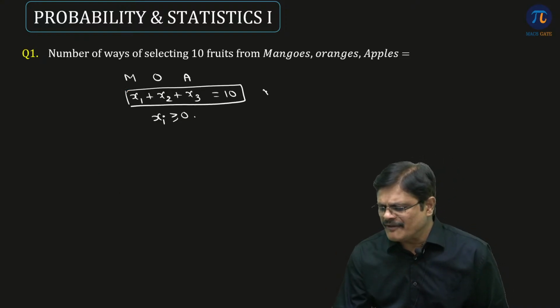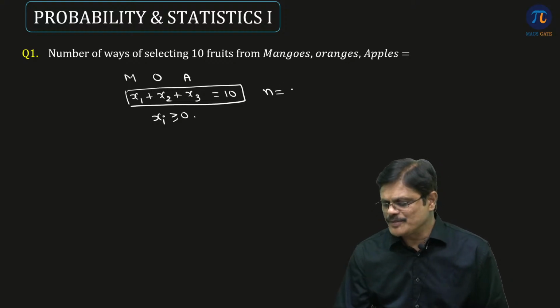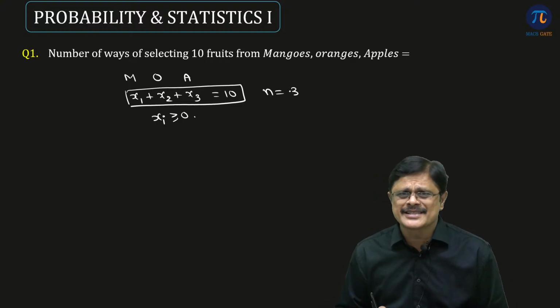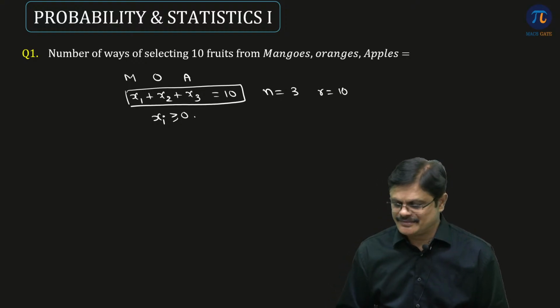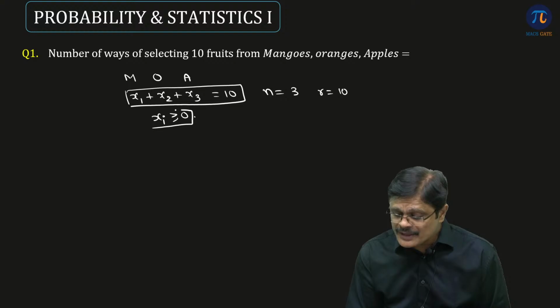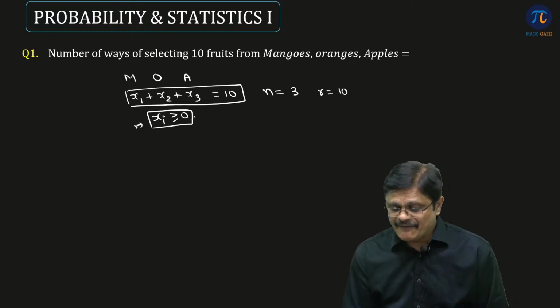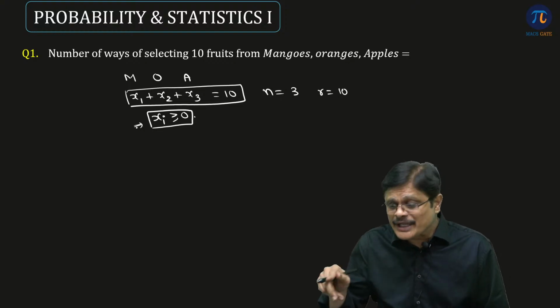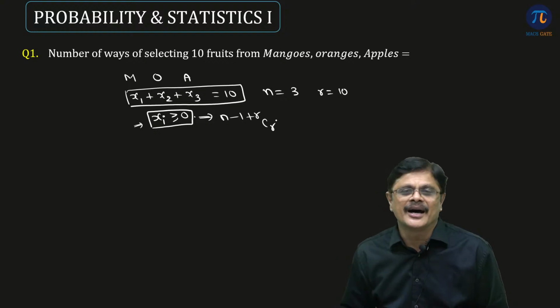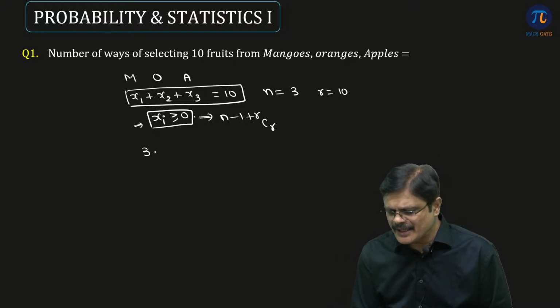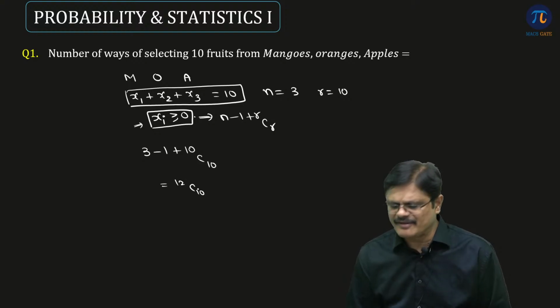Here you need to identify what is n, the number of objects, that is 3 objects or 3 fruits in this case, and r is 10, the selection you want to make. And here please note, this condition is very important. If xi is greater than or equal to 0, then only the formula is applicable, that is n minus 1 plus r c r. So what is n here? 3 minus 1 plus r. R is 10, c 10. So that is 12c10, my dear friends.